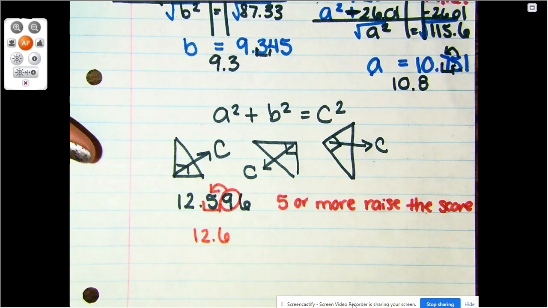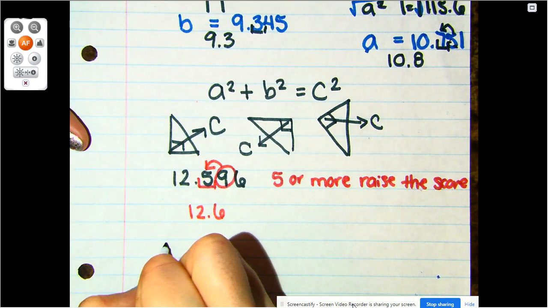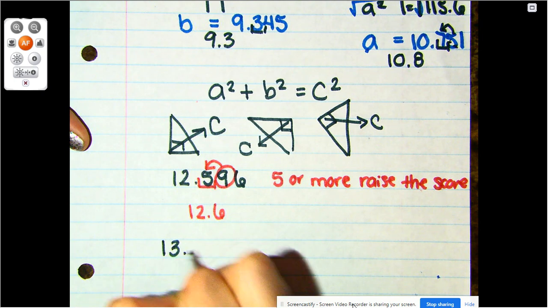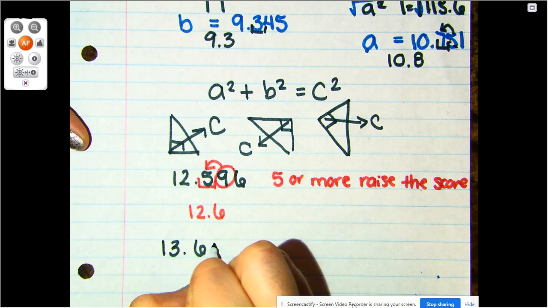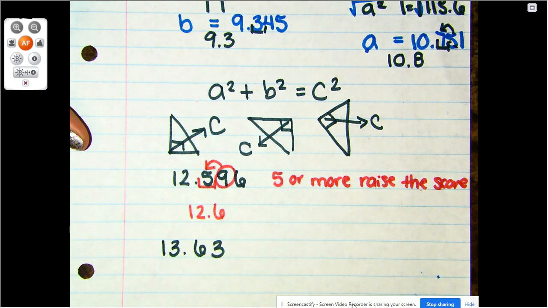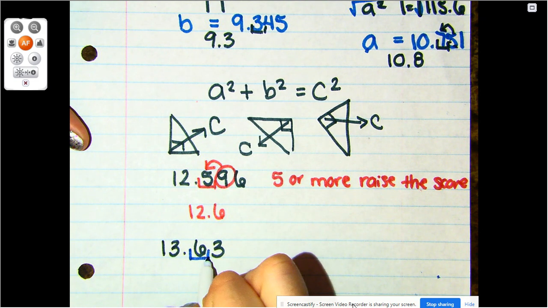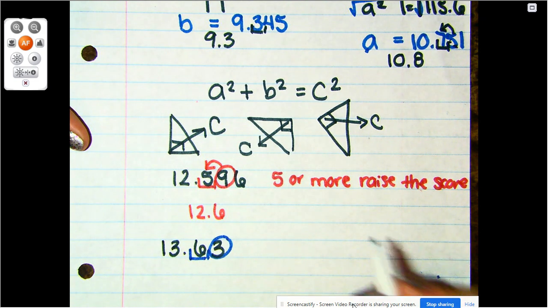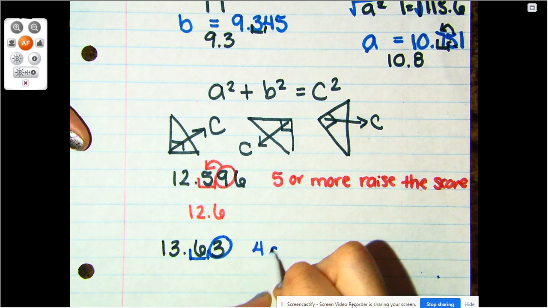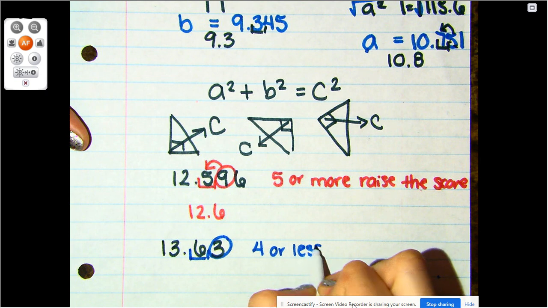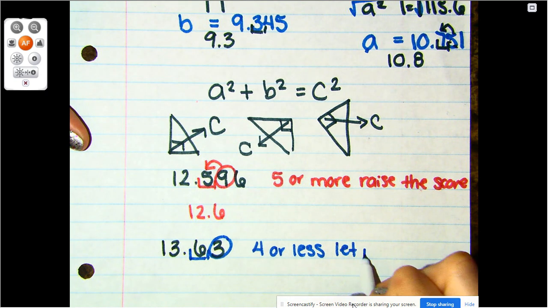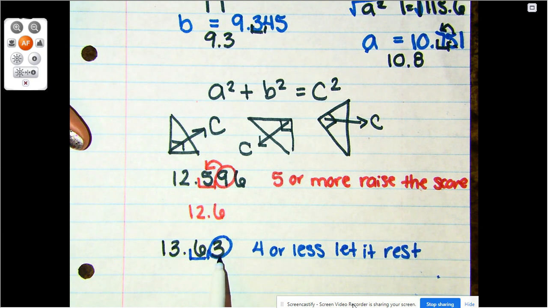Okay, another example of rounding to the nearest tenth, let's say it's 13.63. The tenth place is right here after the decimal point. You look to the number right behind it, and the other part of the saying is, 4 or less, let it rest. Okay, 3 is 4 or less, so you are letting the 6 rest. So the rounded version would be 13.6.